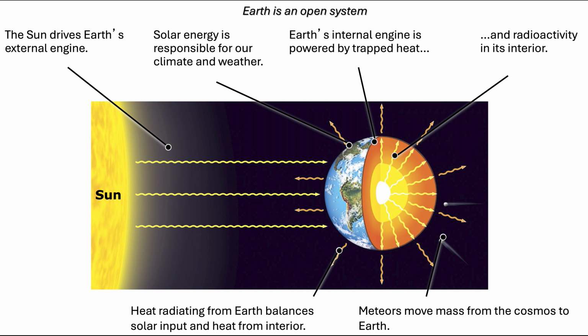Meteors move mass from the cosmos to the Earth such that the Earth is currently gaining weight as it accumulates more dust, debris and heavy material from space. However, simultaneously the Earth is losing atmosphere, constantly bleeding away predominantly hydrogen, but also heavier atmospheric molecules as well. And this has been going on since the beginning of Earth history.